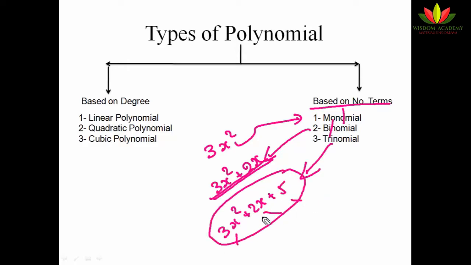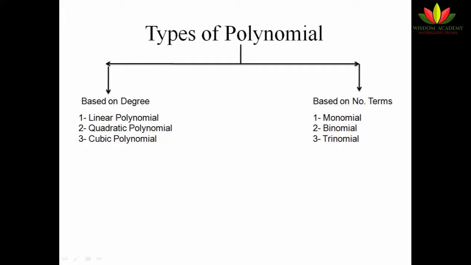So the terms are separated by plus or minus. Always they will be separated by plus or minus, and together I will call it a polynomial. According to how many terms there are, I will name it monomial, binomial, or trinomial, and so on. So these are the types of polynomial we have to know.